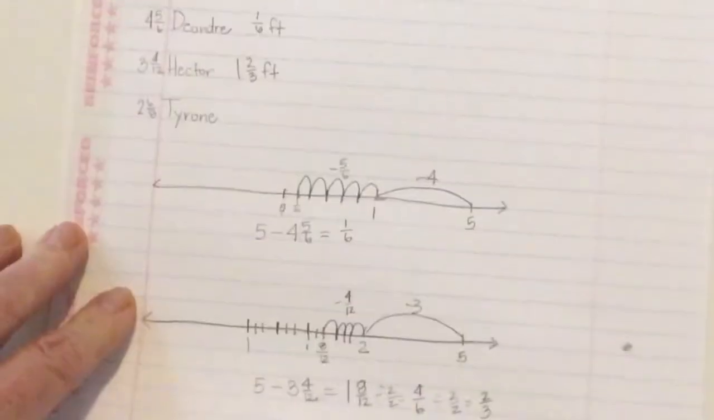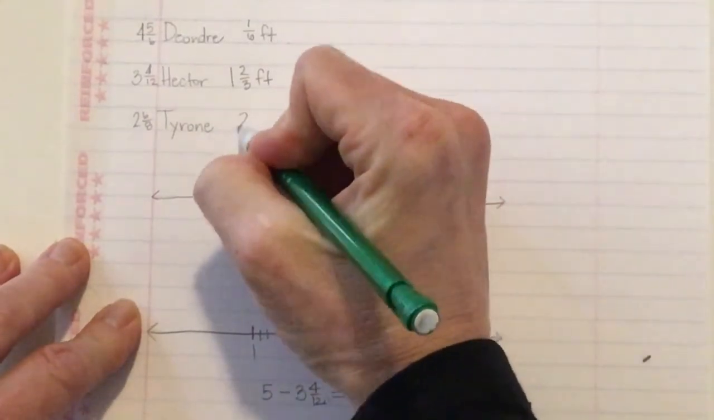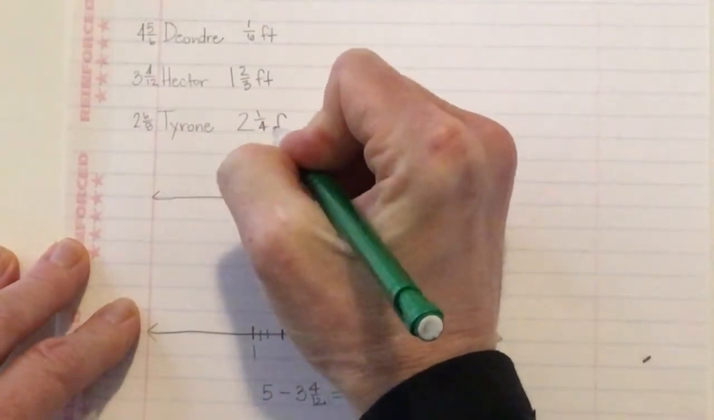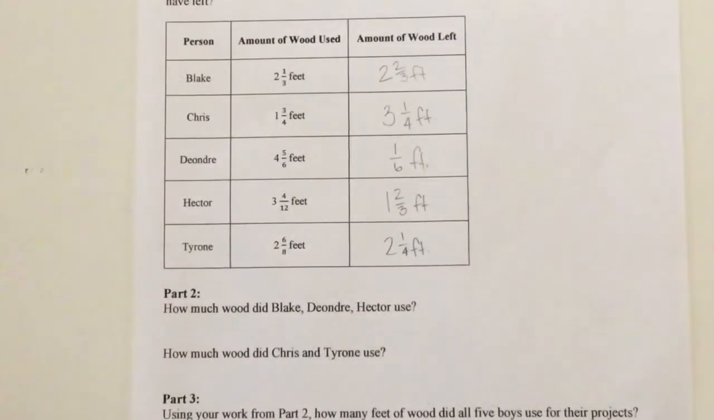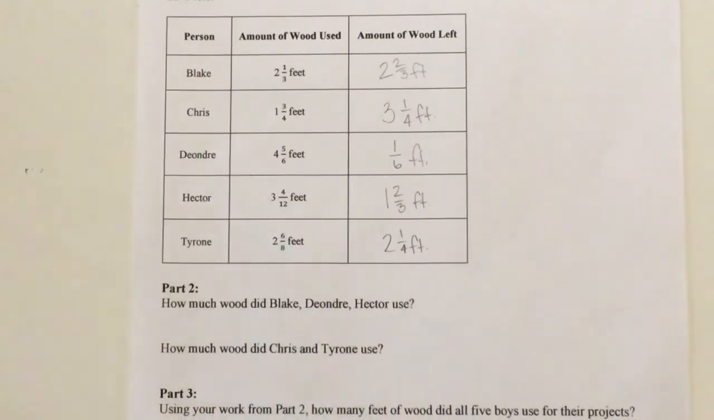So go back to your Tyrone area. 2 and 1/4 feet. So there's a part 2 to this assignment. How much wood did Blake, DeAndre, and Hector use? So remember, this first column was how much they used. This is how much was left.